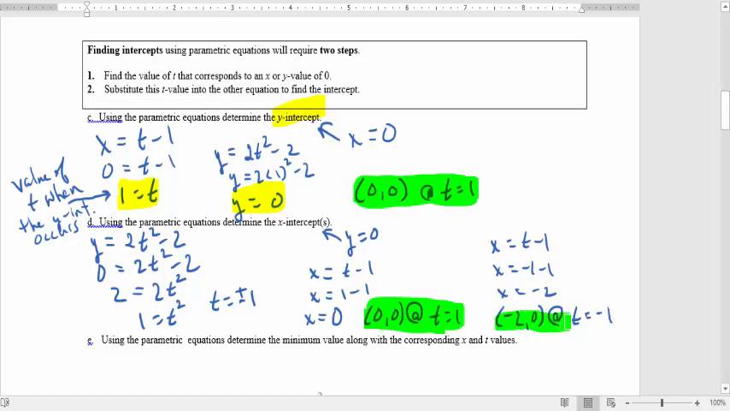Just realize that a lot of people aren't going to ask you for the corresponding t value, but I like to do that because I always like to give as much information as I can in these problems. Since it's a parametric equation, why not take advantage of having that extra variable? So instead of giving just the point, the x, y, also give the t value where it occurred. So we have two x-intercepts and we have the one y-intercept.